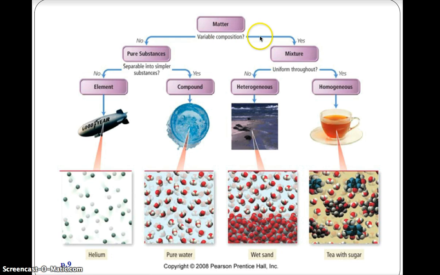So if it is not all the same stuff throughout, not a pure substance, you have a mixture. If it looks the same throughout, it's homogeneous, like tea. If it does not look the same throughout, it's heterogeneous, like wet sand.